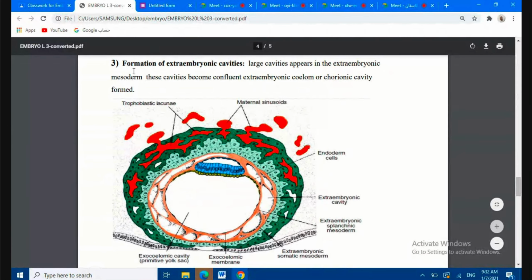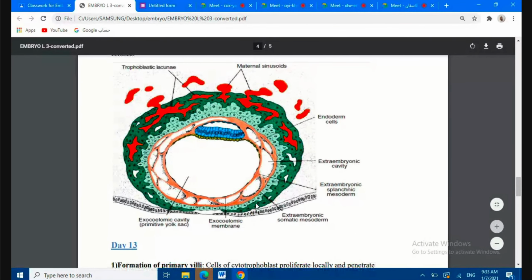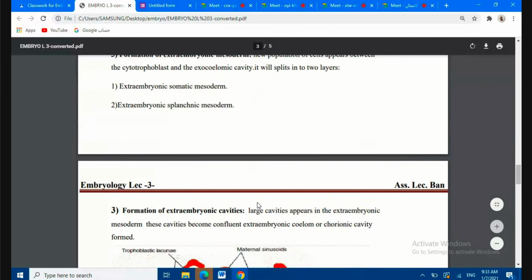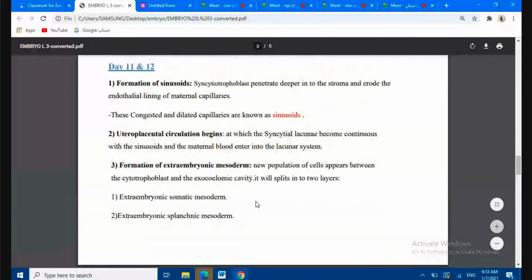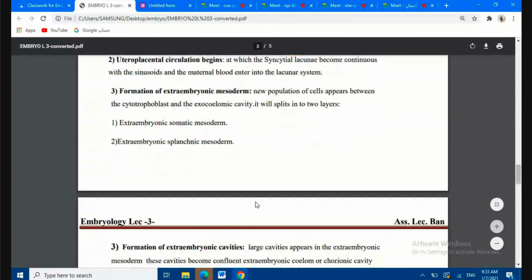Okay, and formation of the extra embryonic cavities. These are extra embryonic cavities. Okay, in the extra embryonic mesoderm, these cavities become confluent and extra embryonic coelom or chorionic cavity form. Okay, later on the chorionic cavity will be formed from these extra embryonic cavities. كل اللي عليكم تعرفون اللي يحدث في كل يوم، تمام؟ والتفاصيل ممكن يجي منها أسئلة فقط بالنظري وليس بالعملي.